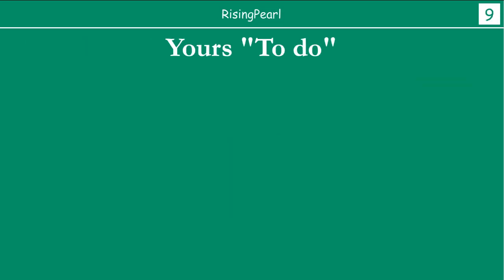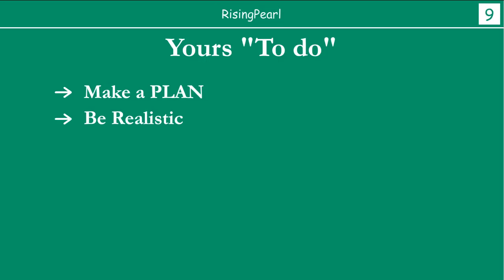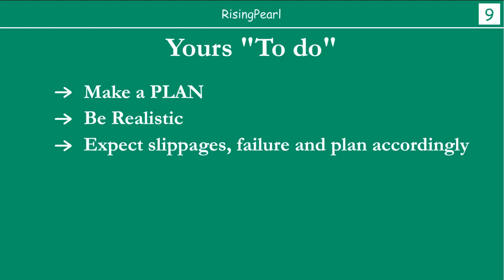Now, what I want you to do, these are yours to do. First, make a plan. When you make a plan, be realistic about it. Then expect slippages, failures, and plan accordingly. It is realistic to expect that you will have slippages, there will be failures, may not be because of you, but maybe there are some other events, maybe some family event, maybe something nice that may come up, or maybe some emergency may come up. These things happen all the time. So we would need to factor them in.